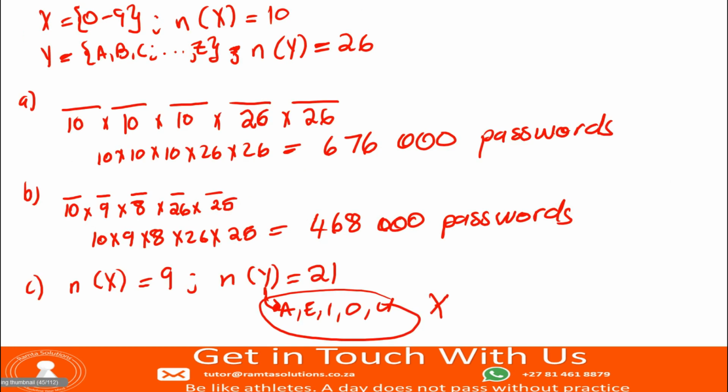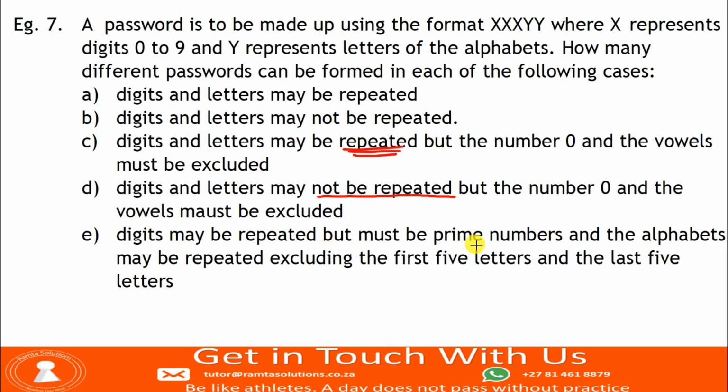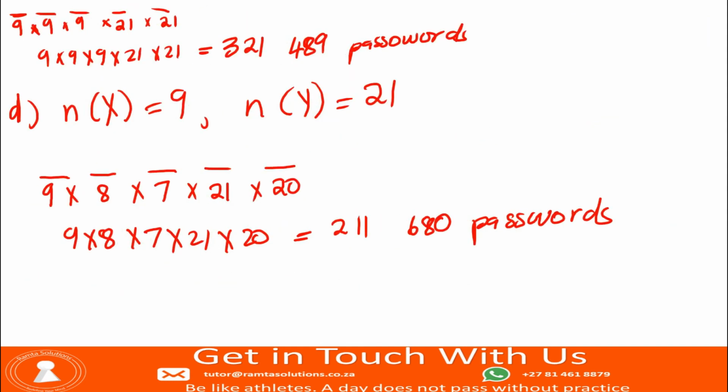When they say digits must be prime and repeat, alphabets must exclude the first 5 and the last 5. Okay? All right. So this is it, guys.